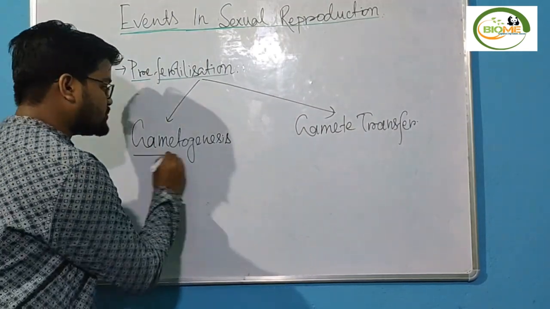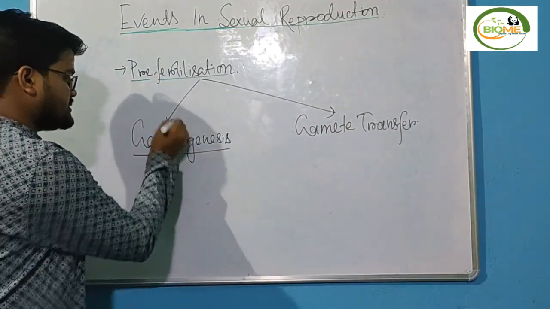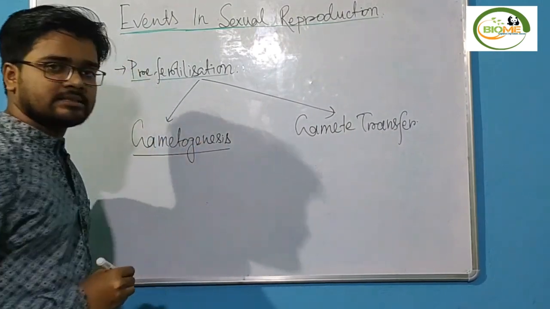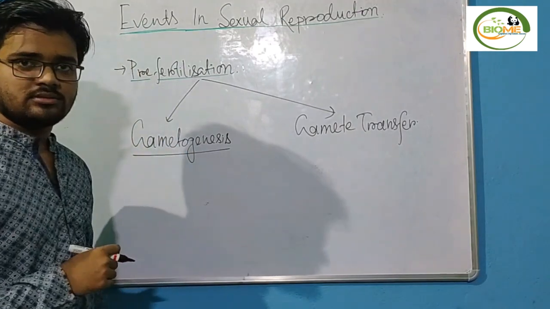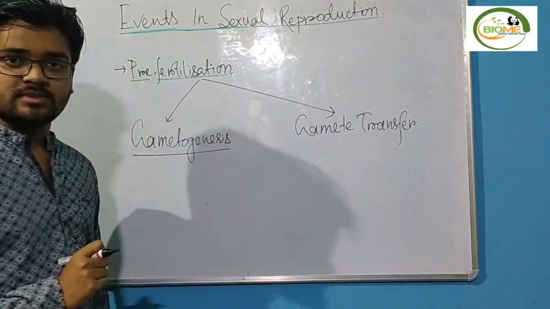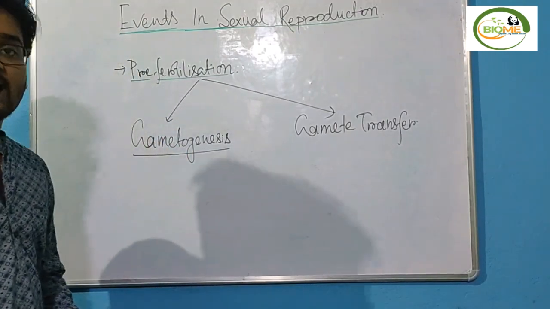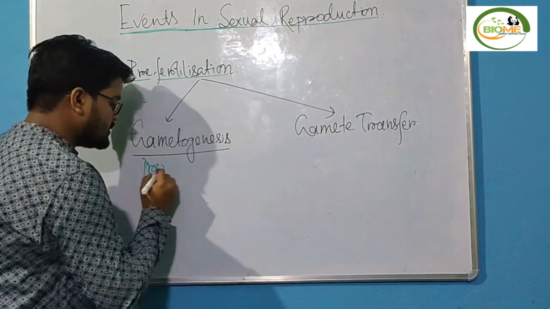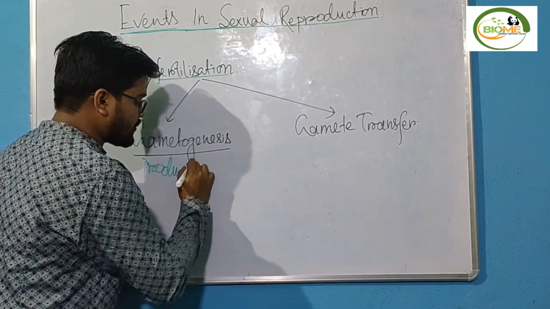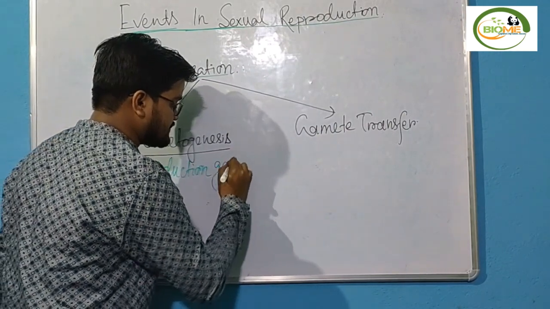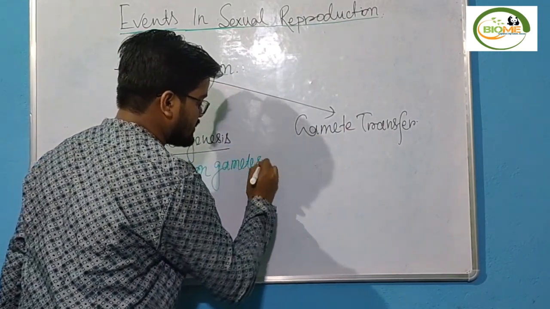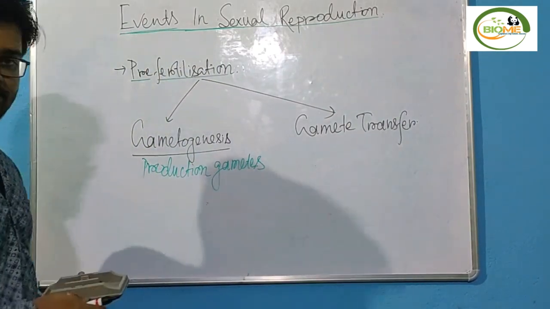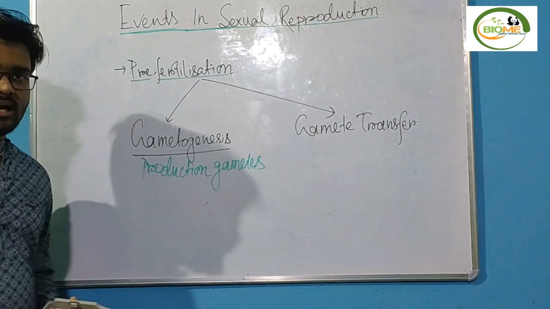So what is gametogenesis? Gamete we already know, and genesis means production. So gametogenesis means the process of production of gametes. Clear?